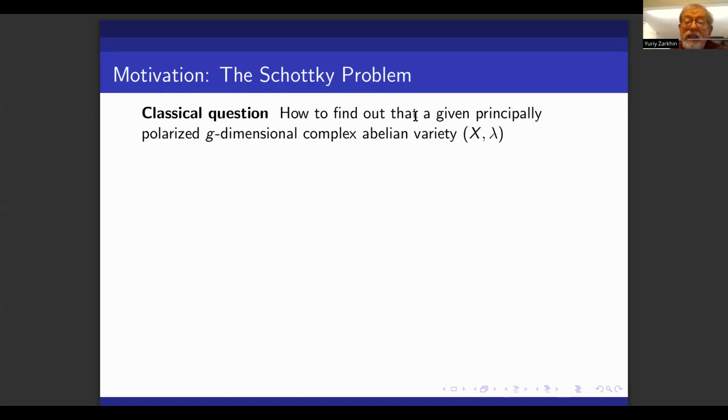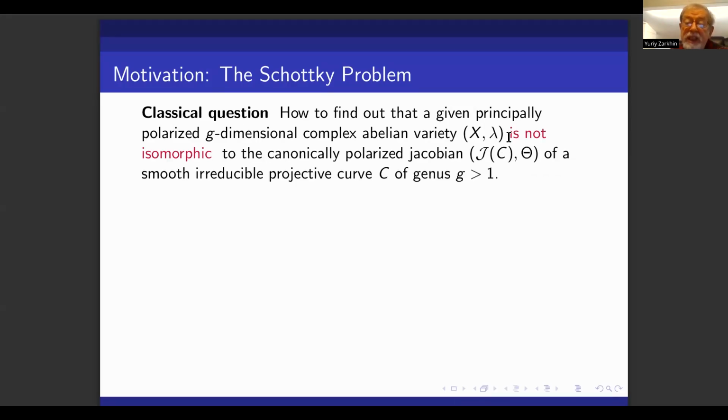How to find out that a given principally polarized g-dimensional complex abelian variety (X, lambda), where X stands for an abelian variety and lambda stands for principal polarization, is not isomorphic to the canonically polarized Jacobian of a smooth projective irreducible curve C of genus g that is greater than 1. Then again, this fancy J stands for the Jacobian and theta stands for principal polarization.